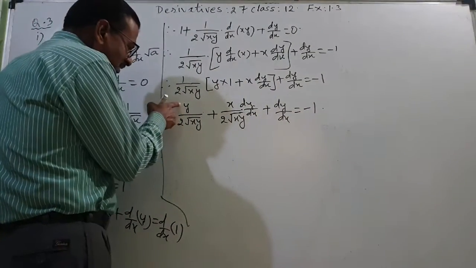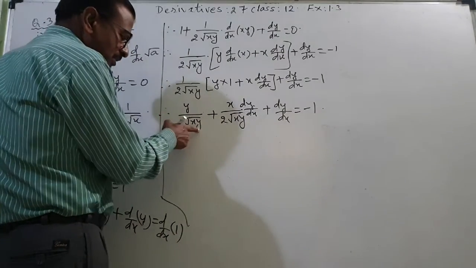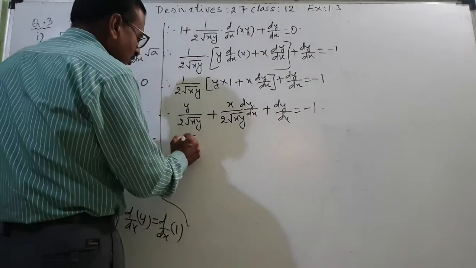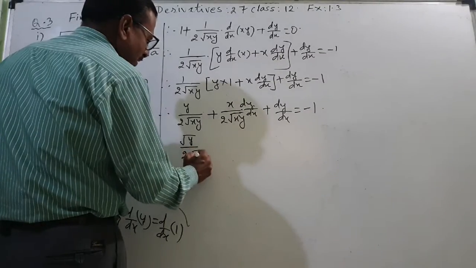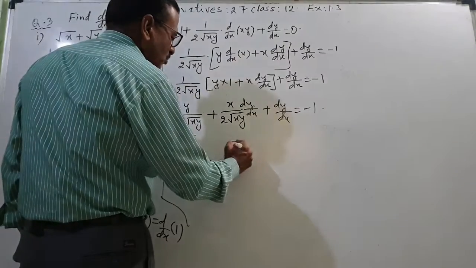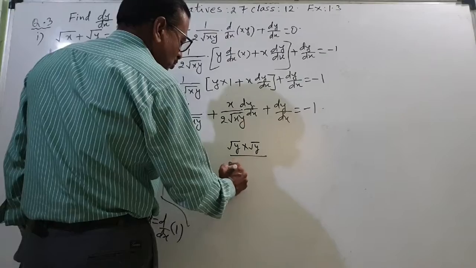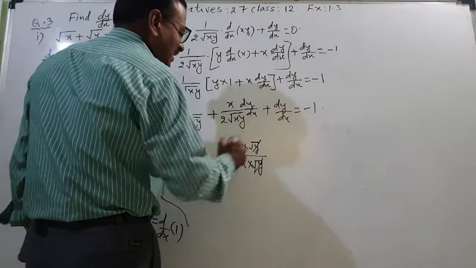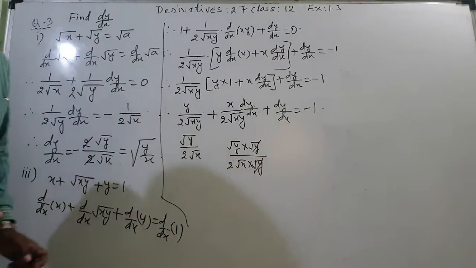Now observe this, I can write y as root y into root y, and this is upon root y. That one root y will get cancelled, and above it will be root y upon 2 root of x. I will explain it here. This y I will write as root y into root y, so y upon 2 root of x into root of y, and this root y will get cancelled. This way it will remain. I hope that you have understood it.